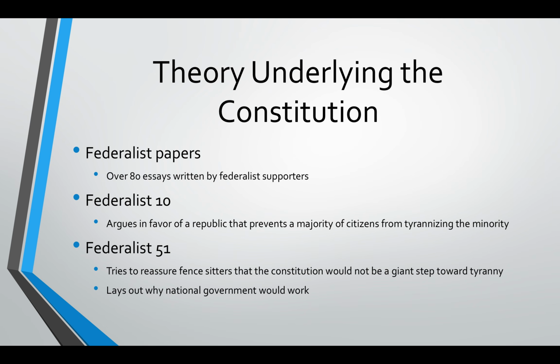Federalist 51 was an attempt to reassure fence-sitters that the Constitution would not be a step toward tyranny. In Federalist 51, Madison lays out how and why the national government would work by including checks and balances and separation of powers.